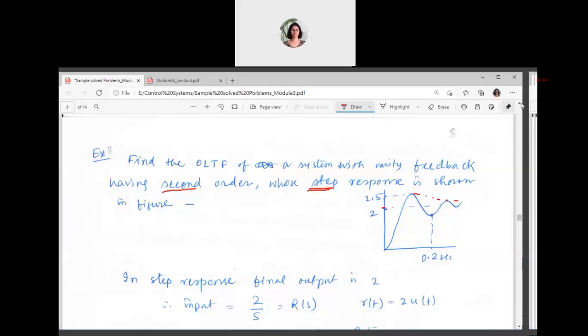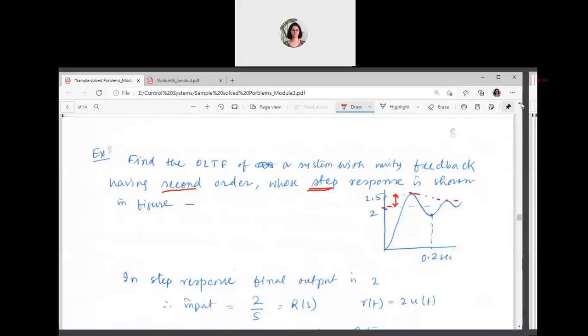Okay. Why is this important? This is important because here what do I know? I know from the peak value to the steady value, this difference. This difference is nothing but the magnitude of the overshoot. It is not percentage overshoot. This is the magnitude of the overshoot. If I know this peak, I will be able to calculate what is the percentage overshoot.